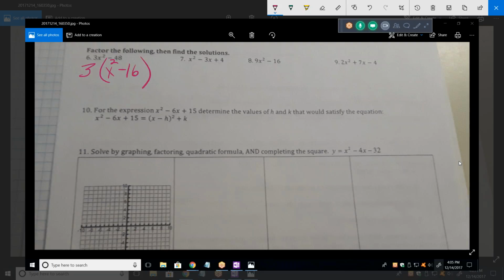Good. Now, can I do anything more to that? You can split up the x squared minus 16 into x minus 4 and then x plus 4. Good. And that's your final answer. Okay, how about the second one?